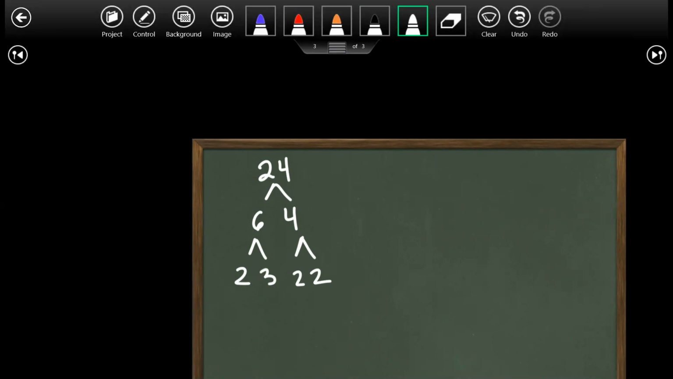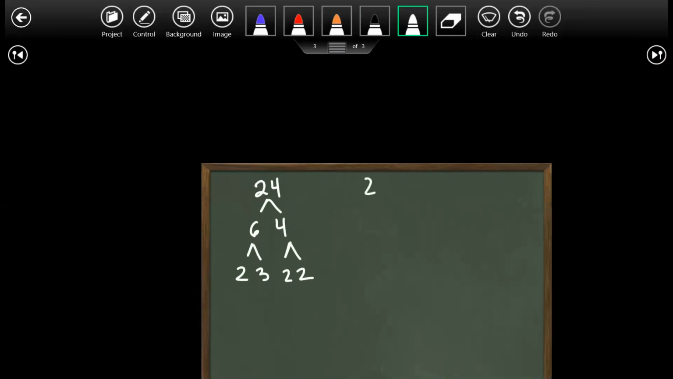Okay. You can do it that way, and you can find multiples that way. You could also list your factors of them.